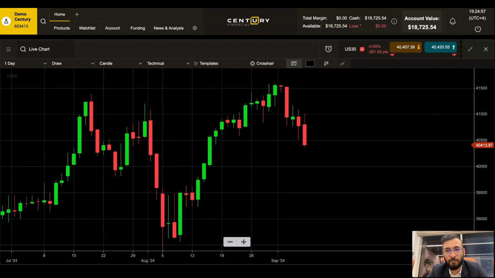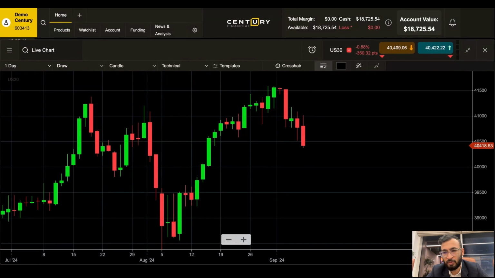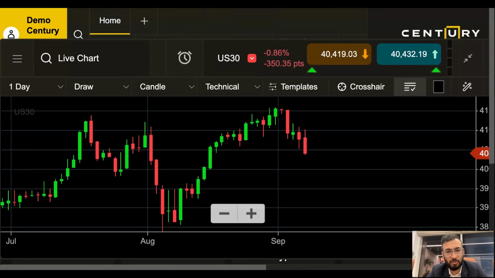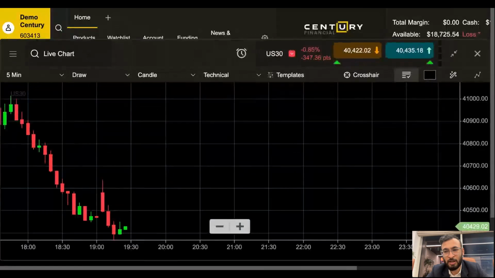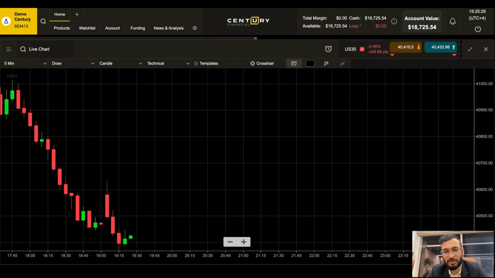If you see here on the top left corner, it says 1 day. Let me just zoom in so that you can see it more clearly. You should be able to see now. Look at 1 day. If I click on the drop down and make it 5 minutes, now each candlestick represents 5 minutes. So every candlestick opens at 5 minutes and closes at 5 minutes, right?